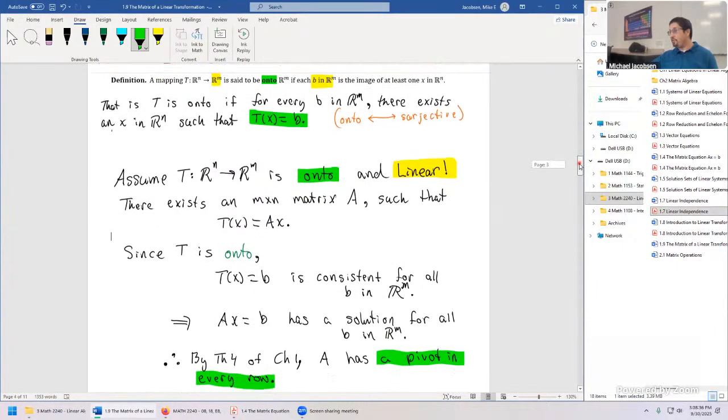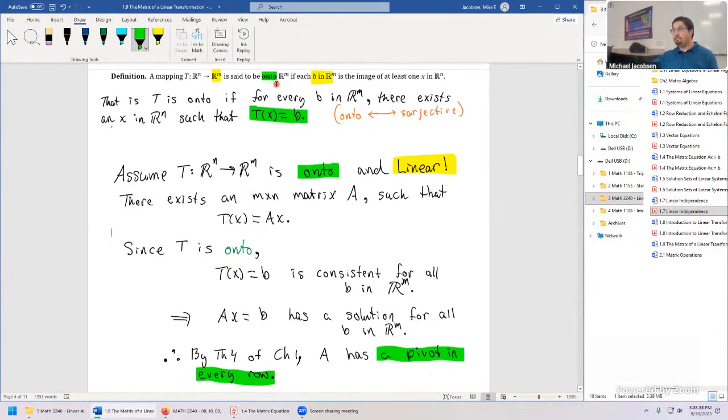Relating our old theorem 1.4 back into this definition, this is the key way linear algebra seems to want to operate, at least in chapter 1, and specifically for these kinds of vector spaces. We can take any transformation, relate it to a standard matrix, and then just devolve that definition, no matter how technical, into something about pivots. This one's about pivots in every row.